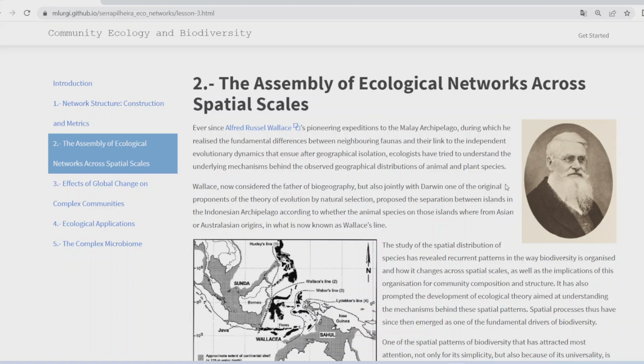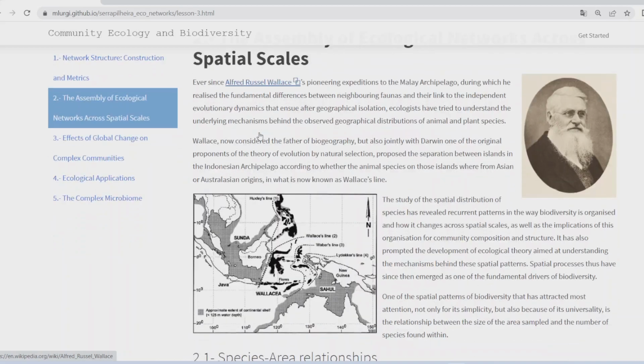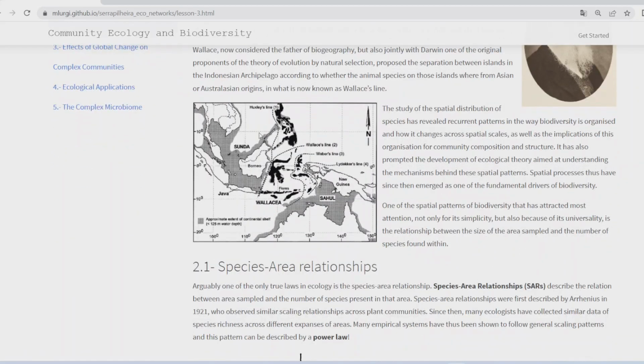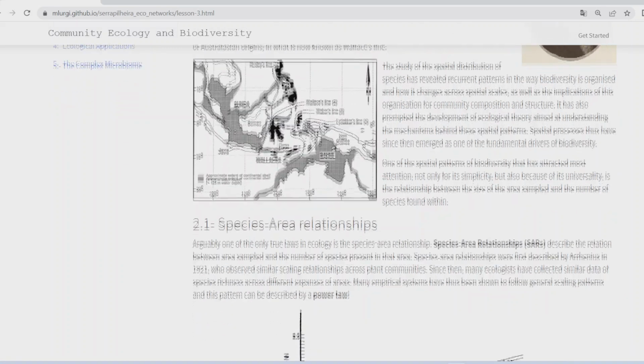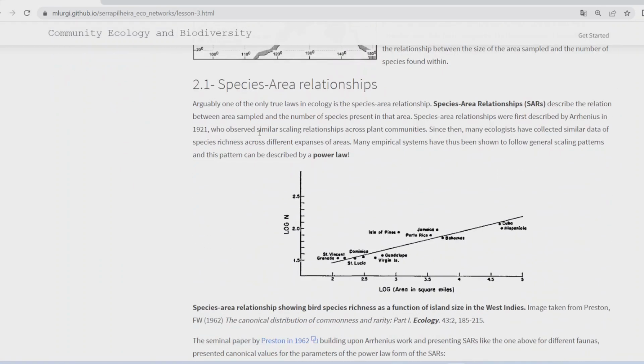So basically, they started observing patterns like this, and people started quantifying these patterns in systematic ways. And one of the recurrent patterns that was observed is something that we now call the species-area relationship. Have you ever heard of this? Some of you have, some of you haven't. Cool.